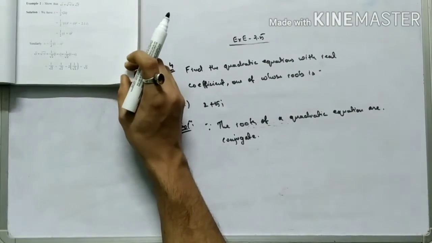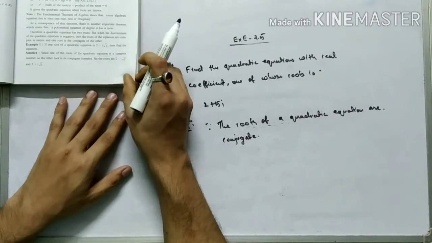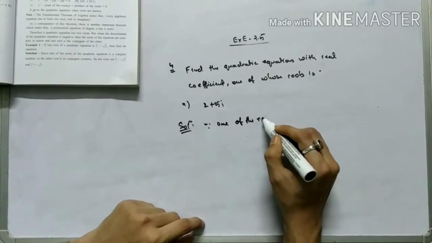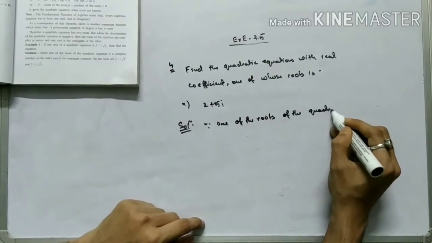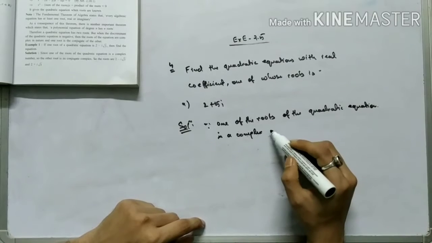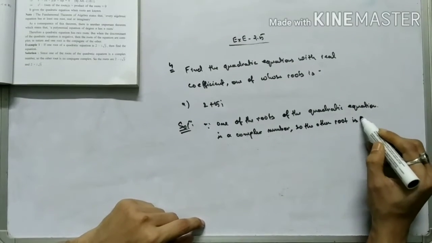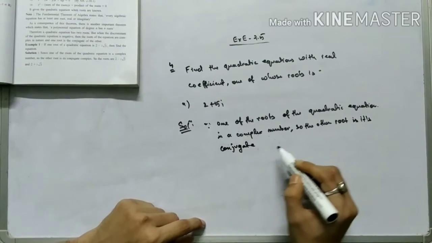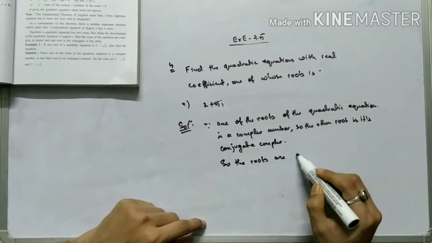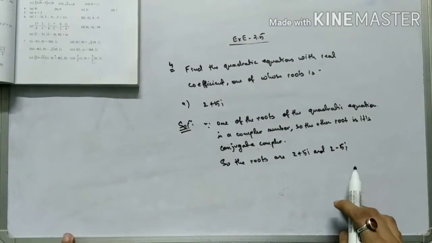Since one of the roots of the quadratic equation is a complex number, so the other root is its conjugate complex. So the roots are 2 plus 5i and 2 minus 5i. Understand? So therefore the roots are 2 plus 5i and 2 minus 5i.